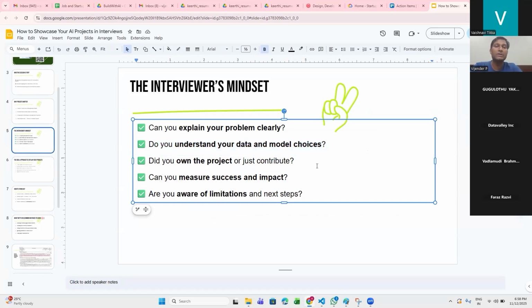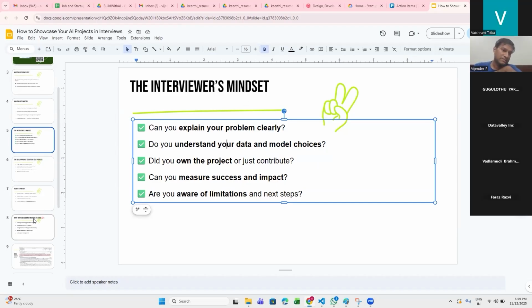Coming back, do you understand your data and model choices? Here, it told me your problem: you want to do time series temperature prediction for a given geography in the upcoming period of time. But I also want to know what data you considered in the past.